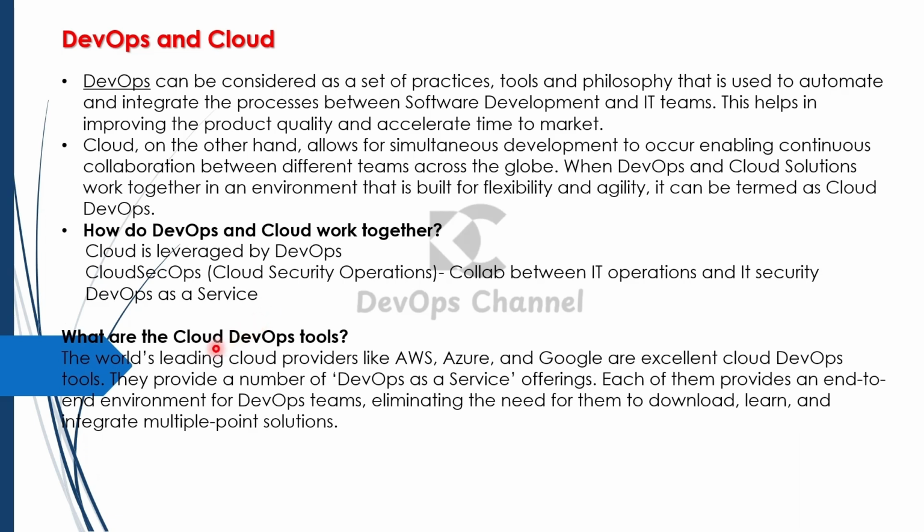Now, the world's leading cloud providers like AWS, Azure, and Google are excellent cloud DevOps tools. They provide a number of DevOps as a service offerings. If you need to deploy any software, you don't need to go here and there searching for the tools and how to use them. The cloud providers have their own DevOps as a service built in place, where you can learn about them, see demos, and start using them. Definitely you need some kind of licensing for using them.